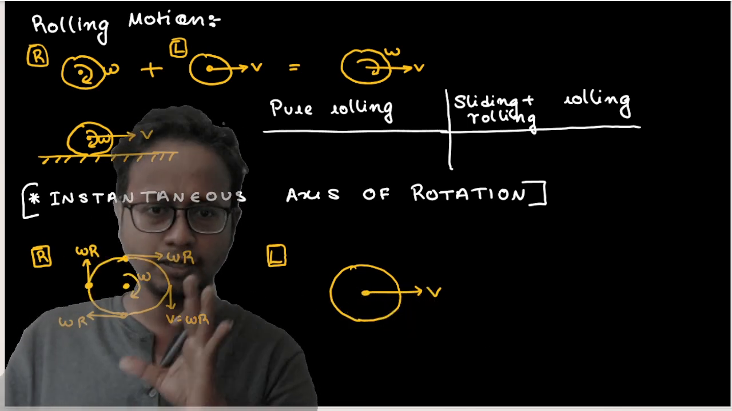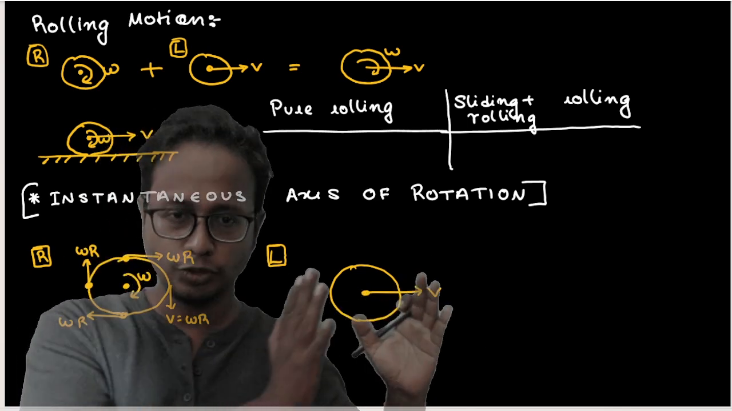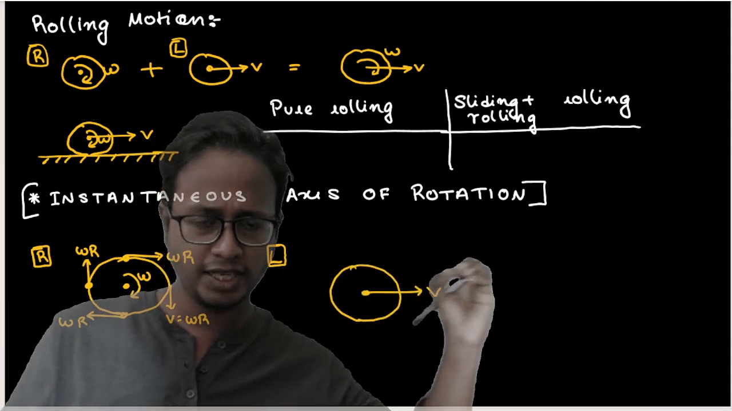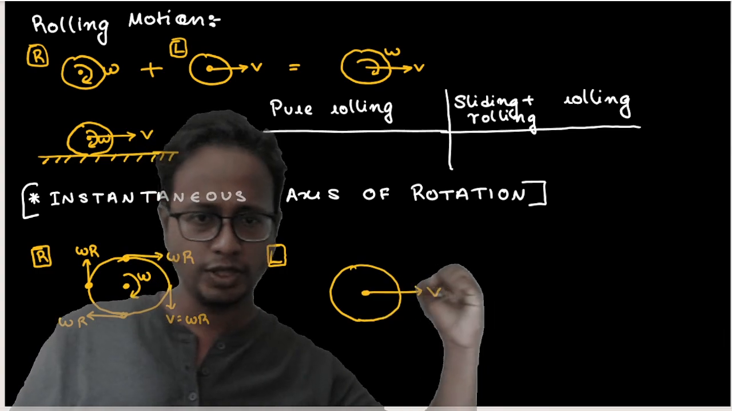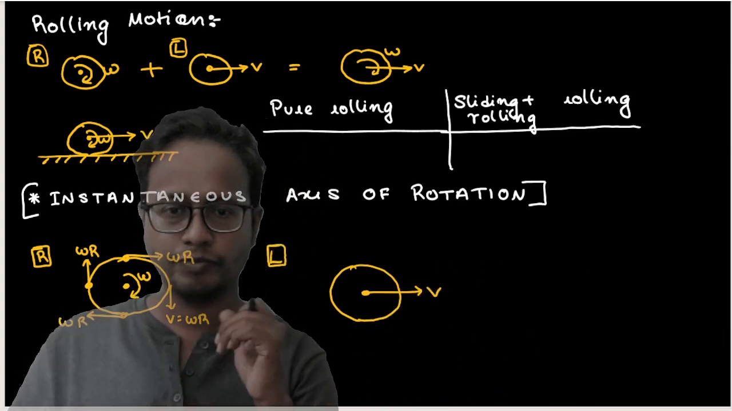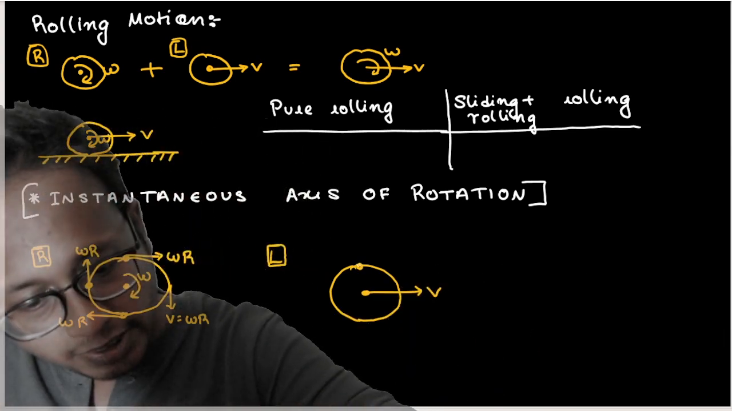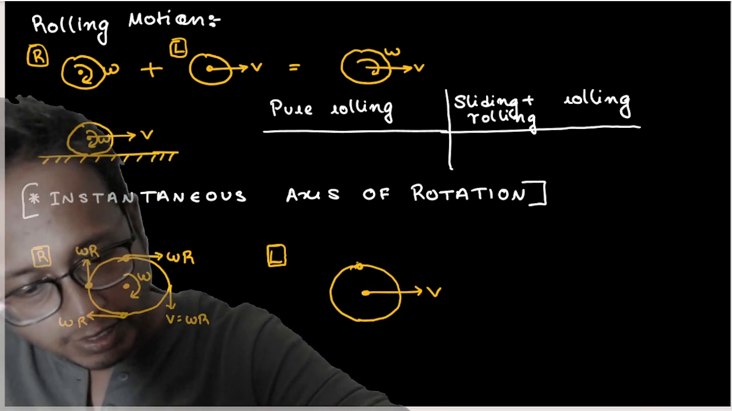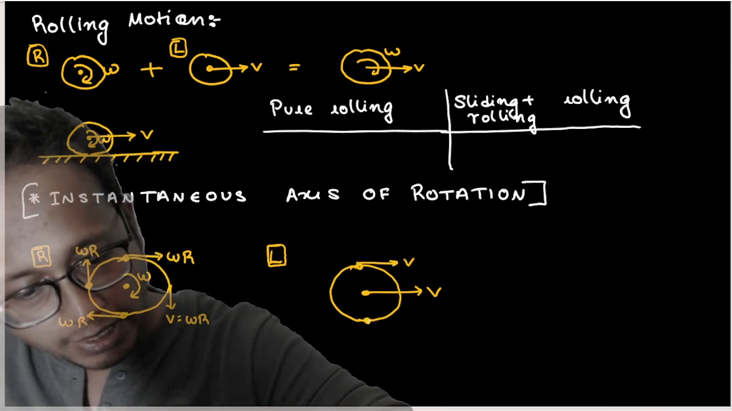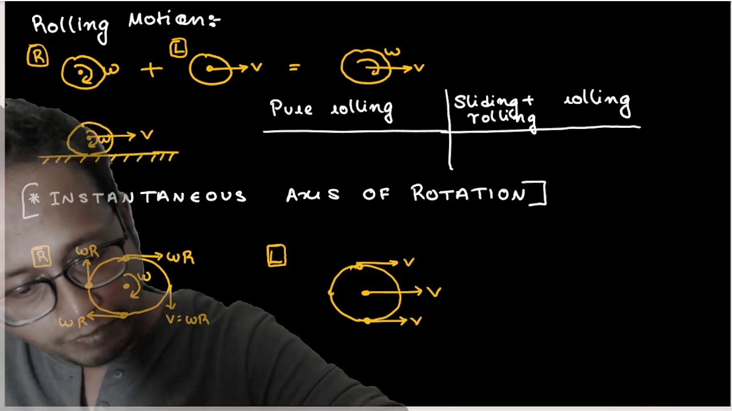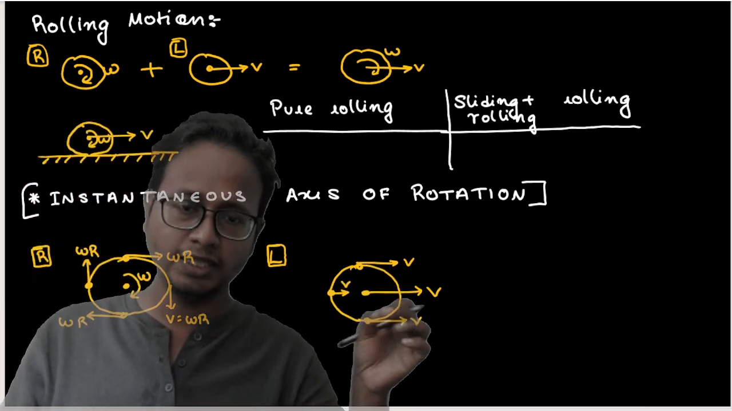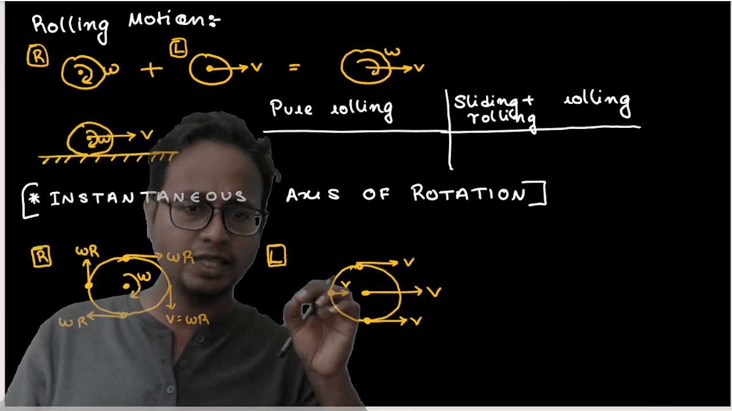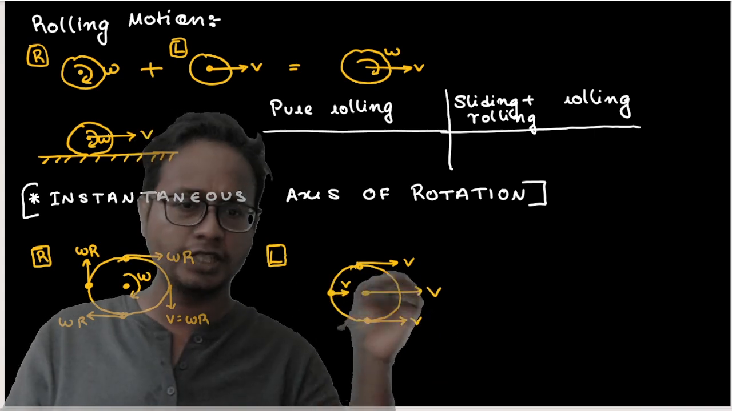Understood? Now, for a linear motion, the disk is going in a straight direction. It is not rotating or rolling or any kind of thing. If the disk is out here, it is going straight with linear velocity v. What is the velocity at this point? The velocity at this point is also v in this direction. The velocity at this point is also v in this direction. So the velocity of any point in this disk or sphere would be v in the direction of velocity, in the direction of the center of mass.